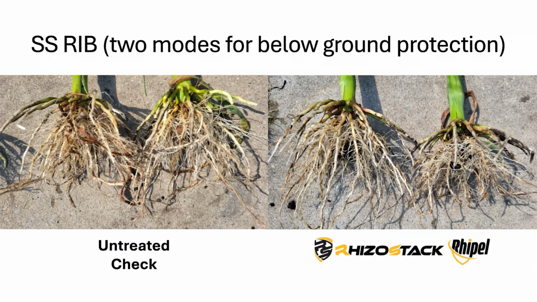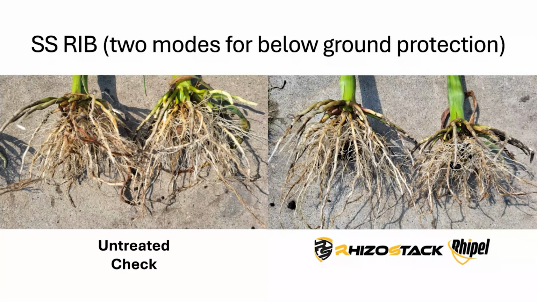Now going over here to the right, this is the trait with the RhizoStack Rhipel on it, so essentially double layering that protection. There's a couple of tiny little spots where we have a little bit of tunneling, a little bit of feeding, but very, very clean, not losing any nodes, anything like that. So very, very good control. Everybody always asks, why would I use this with the rootworm trait? This is kind of the picture.